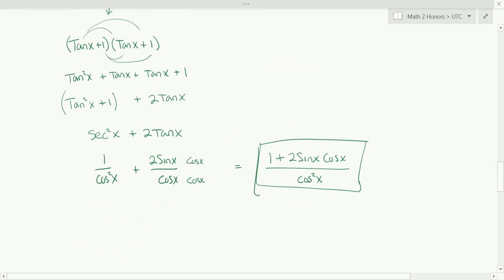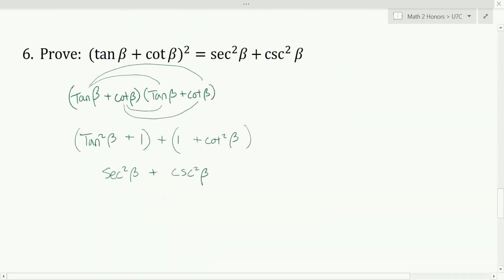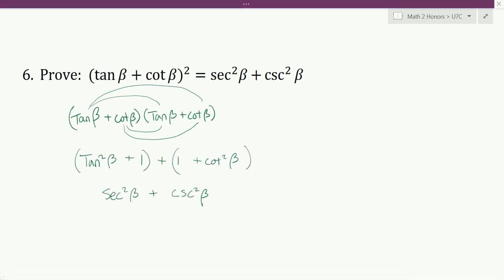Oh, why do I have an answer already? Hold on. I don't know why I have writing on this one, so let me, do not want to show you that.